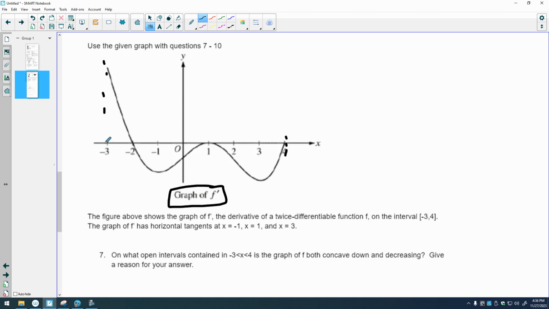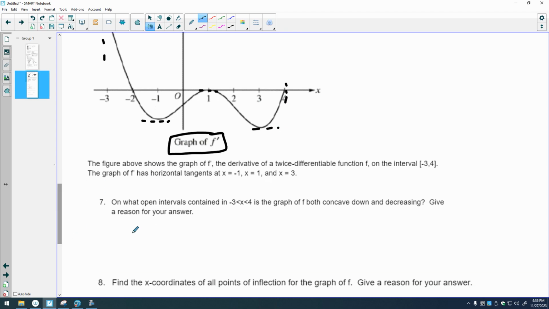There's nothing to the right and there's nothing to the left, or at least I don't know what's to the left and to the right. Okay, we have horizontal tangents. They're just telling us we have horizontal tangents at these different points. Sorry, I've been talking for a long time. Question 7. On what intervals is the graph both concave down and decreasing? So let's do one at a time.